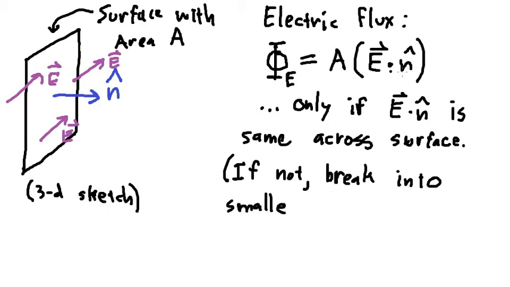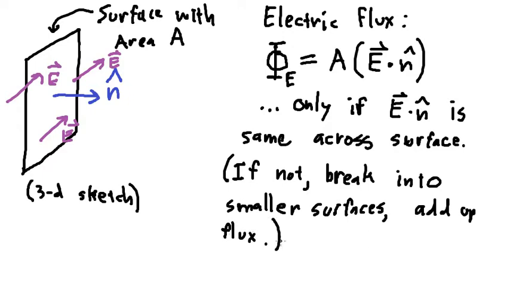You have to break it into smaller surfaces, each of which has a uniform E dot n hat across it, and then find the flux through each of those and add them up.